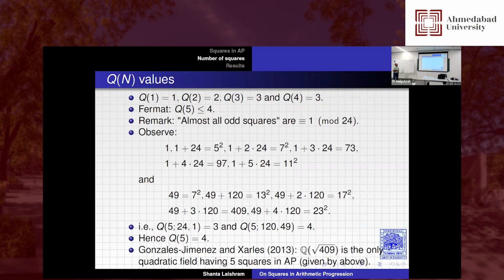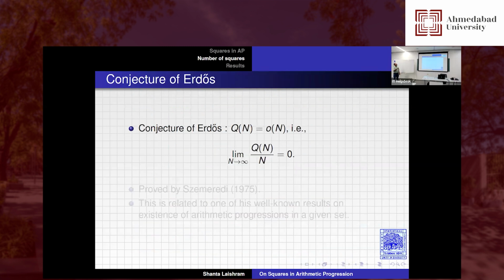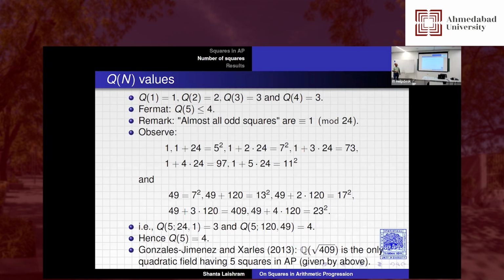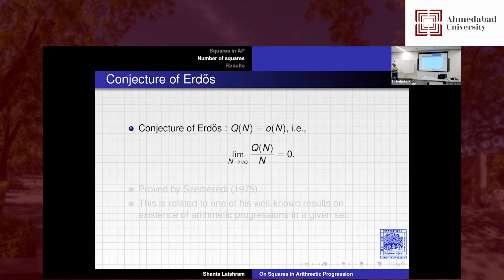So now, okay, I've defined what is Qn. Remember, Qn means there are n terms in the AP, and you're looking at the maximum possible squares in that AP. Now, there's a conjecture. You see, every square is 1 mod 24, but of course, when 3 doesn't divide. So that's why I said almost. It's not all. So there's a conjecture of Erdős.